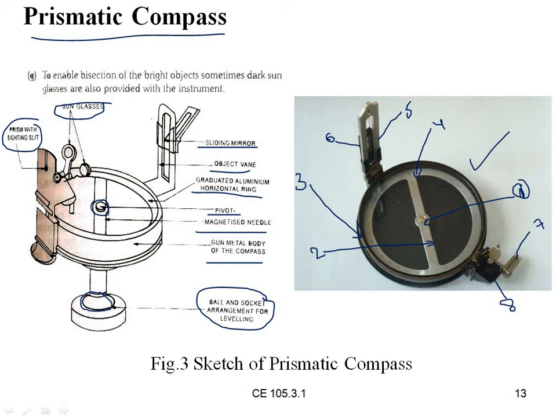This is very important. A point is given here, that is to enable bisection of bright objects. Sometimes dark sunglasses are also provided with the instrument. When there is very heavy sunlight, we cannot see the readings properly. So we have to use the sunglasses at the time of compass surveying, so that we can see the readings clearly.